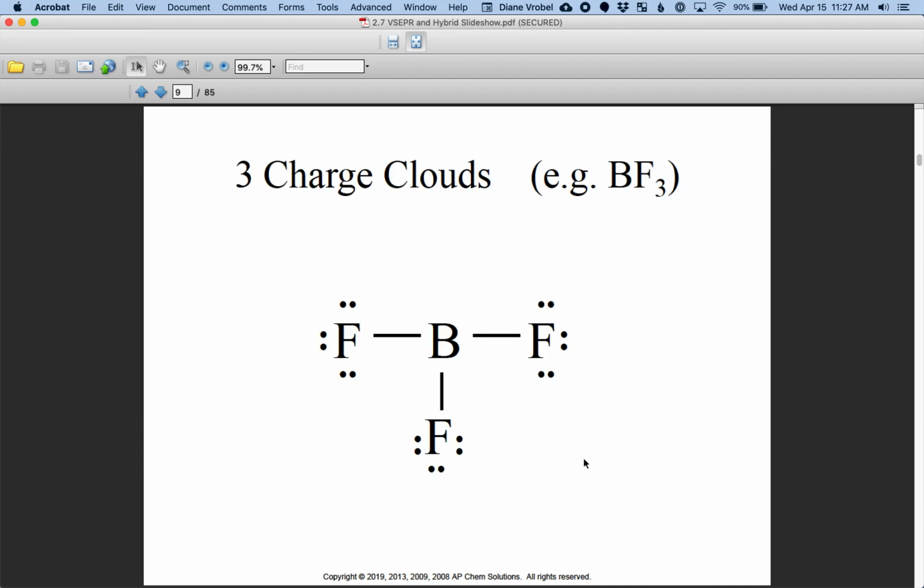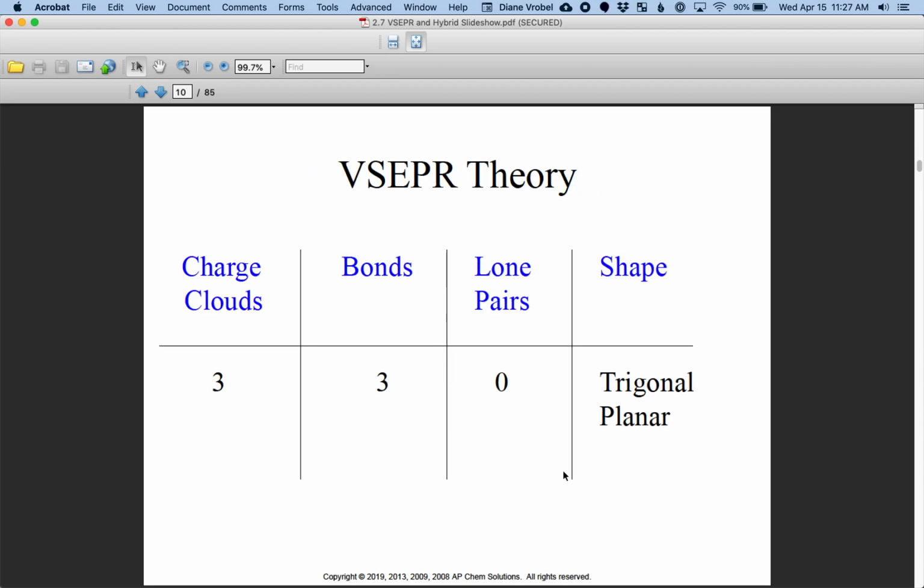Okay, here we have three charge clouds. This is our old friend boron trifluoride that we said has a suboctet. Notice that there is no lone pair above boron. There also is no double bond between boron and fluorine. We argued that this is the most accepted structure for this molecule. So there are three charge clouds, no lone pair, and this is trigonal planar.